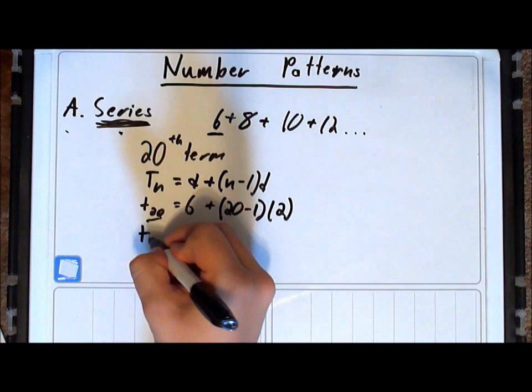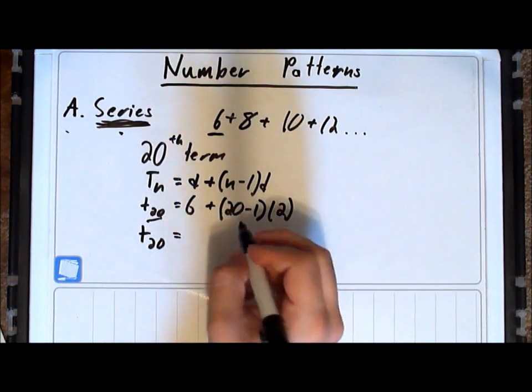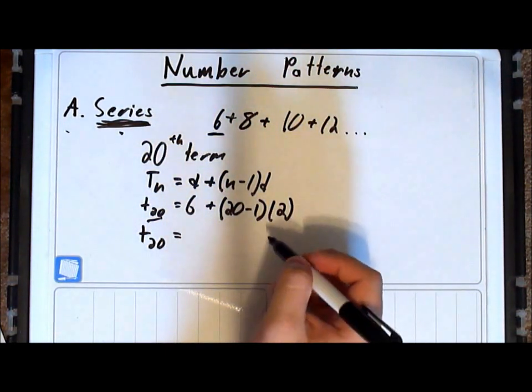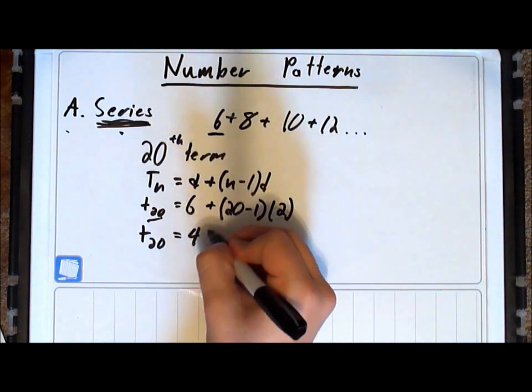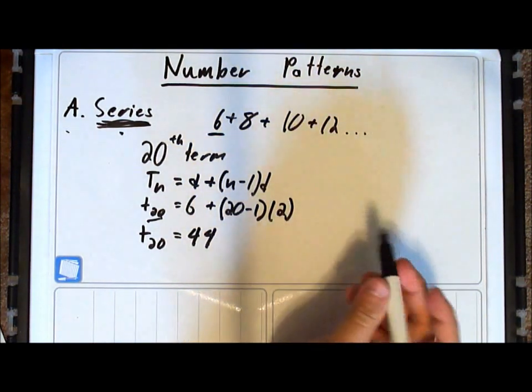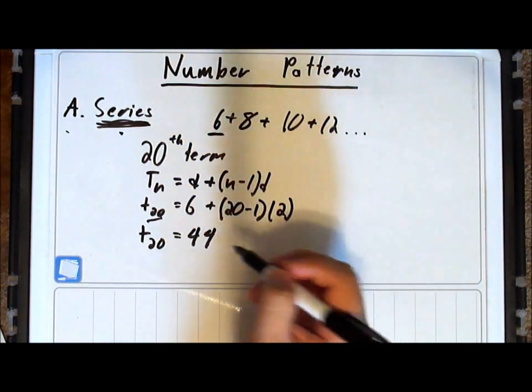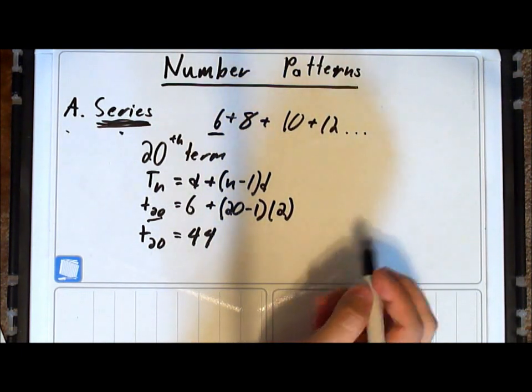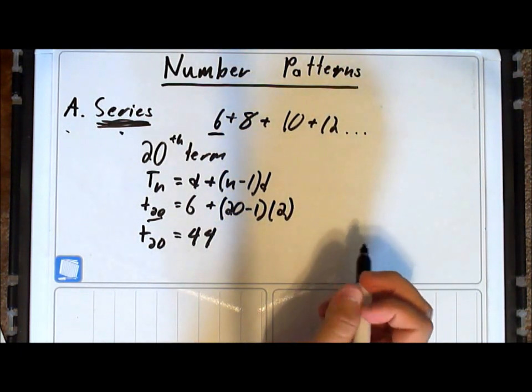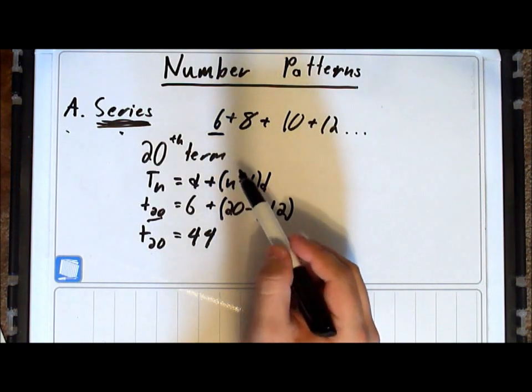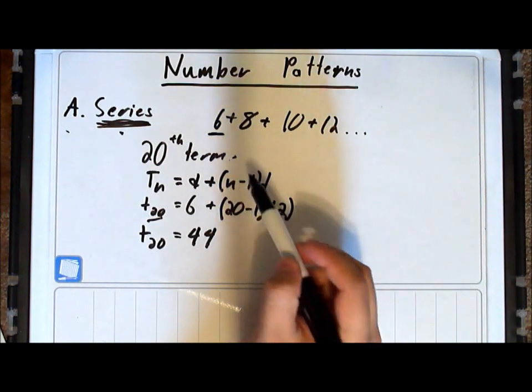And you just solve from there. T at 20 equals 44. There you go. Nice, simple, easy. Now we can use the sum. So that was figuring out what the actual 20th term was.